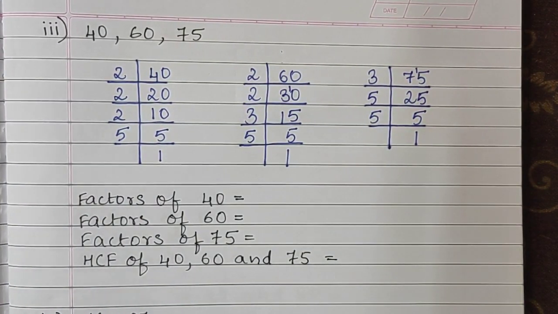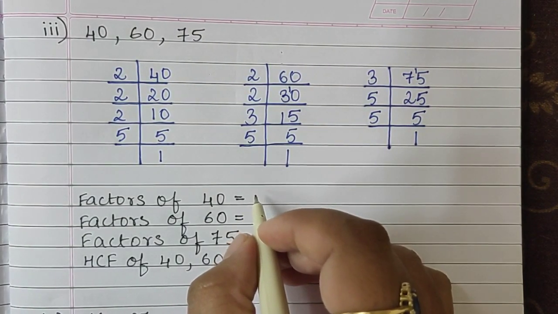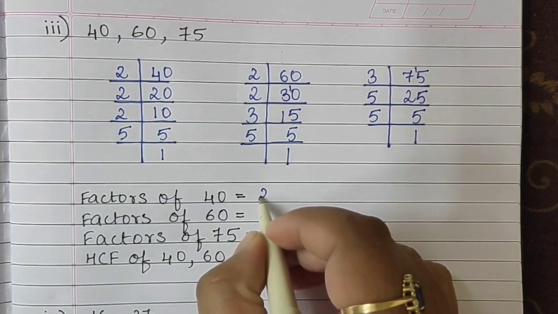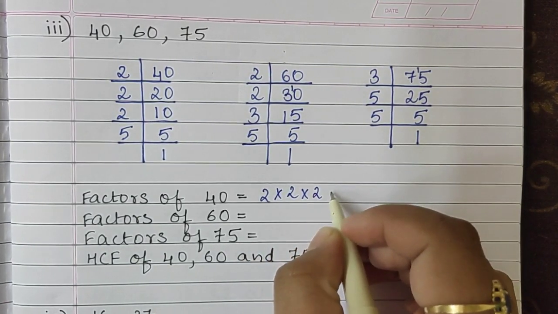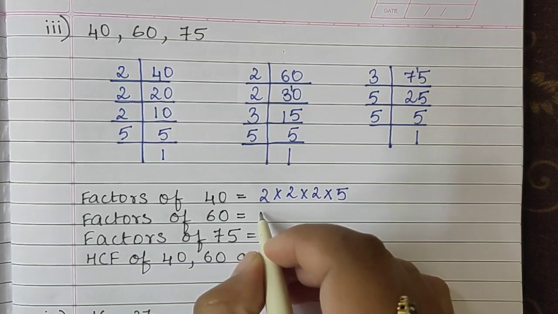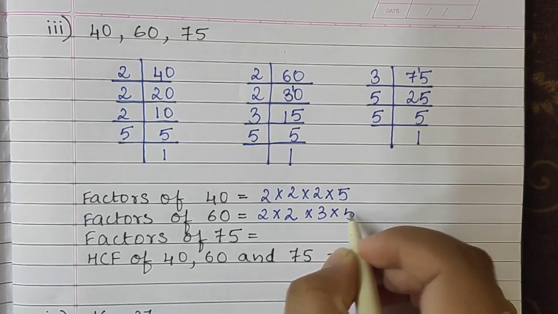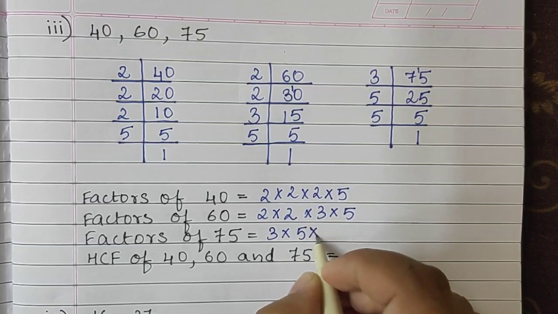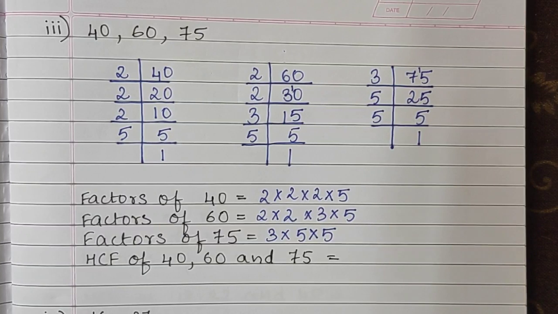Now we'll write the factors down. For 40 it will be 2 into 2 into 2 into 5, for 60 it is 2 into 2 into 3 into 5, and the last one is 3 into 5 into 5. Now we have to spot a number that is common throughout all the 3 numbers.